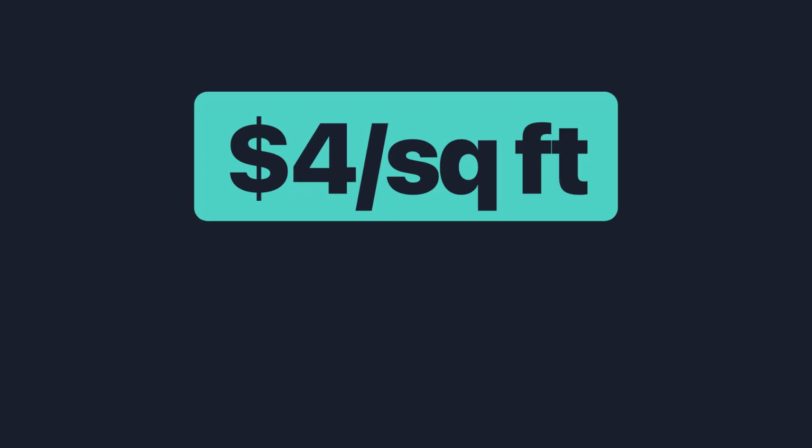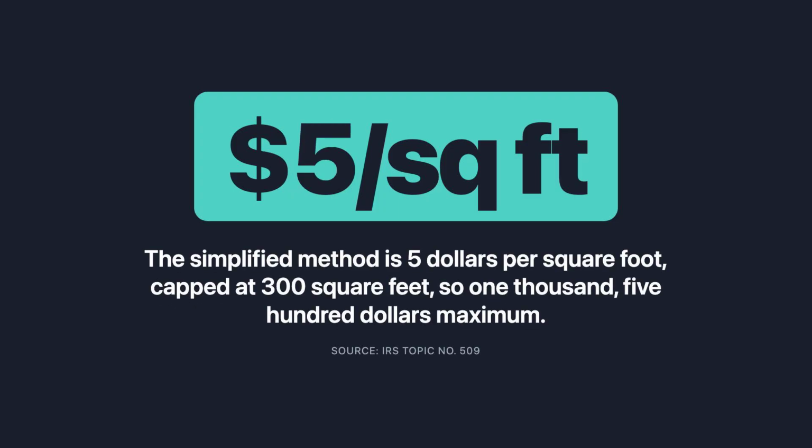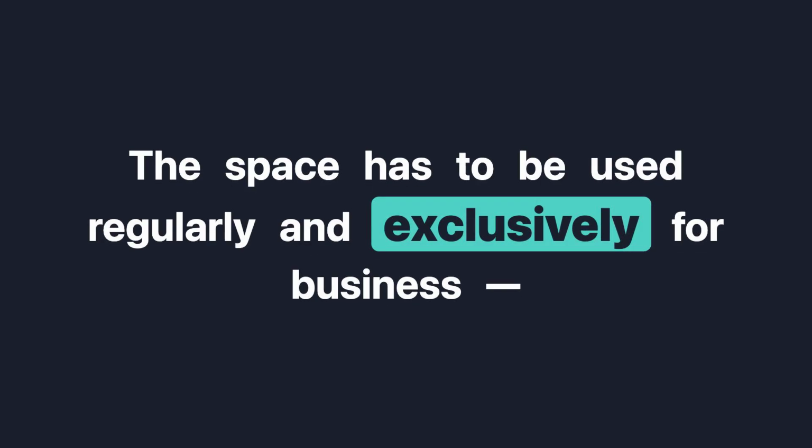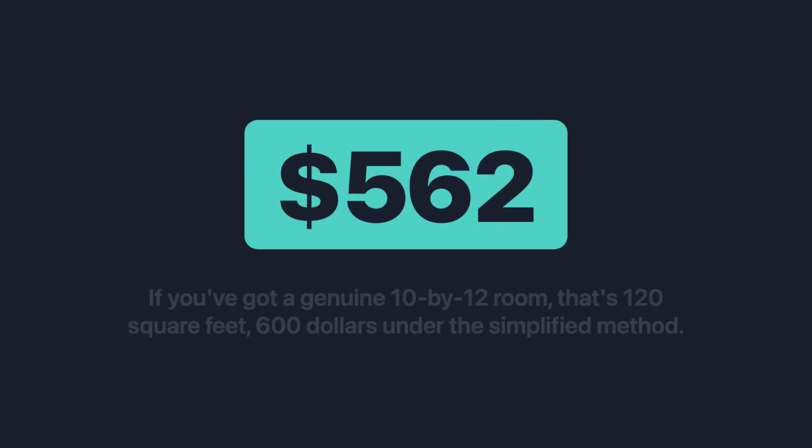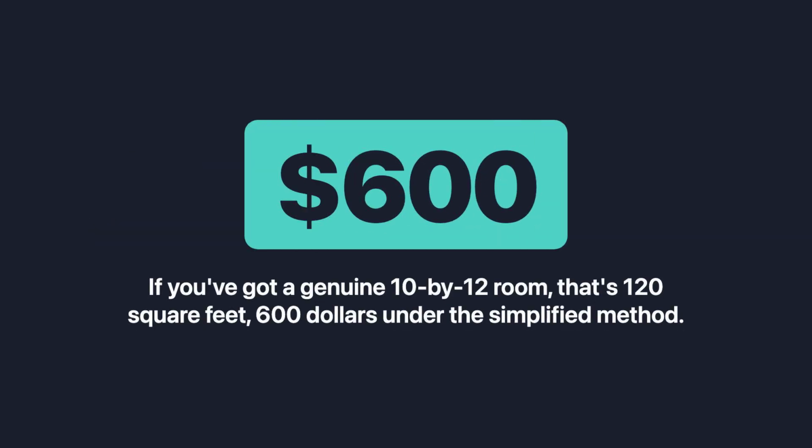Home office. The simplified method is $5 per square foot, capped at 300 square feet, so $1,500 maximum. The space has to be used regularly and exclusively for business. The dining table where your family eats dinner doesn't count, and I know that's annoying. If you've got a genuine 10 by 12 room, that's 120 square feet, $600 under the simplified method.